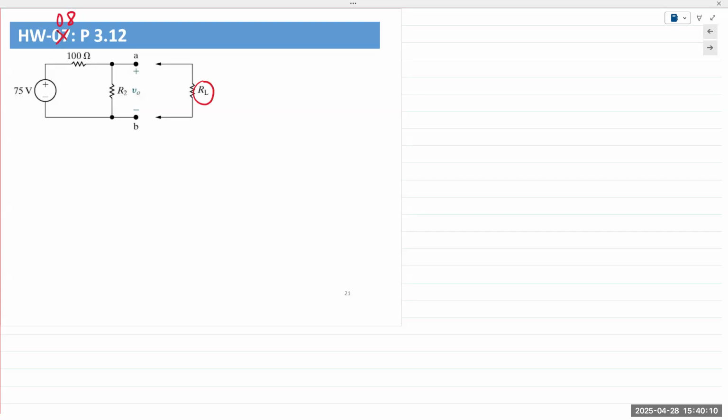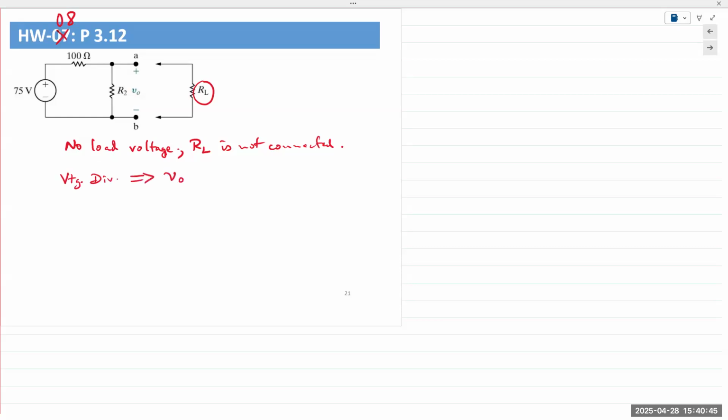So it gives you the no load voltage, or asks you to find the no load voltage. I don't have the questions in front of me, but RL is not connected. No load means RL is not connected. So if RL is not connected, then the 100 ohm and R2 form a voltage divider network. So you can find the voltage VO from voltage division.